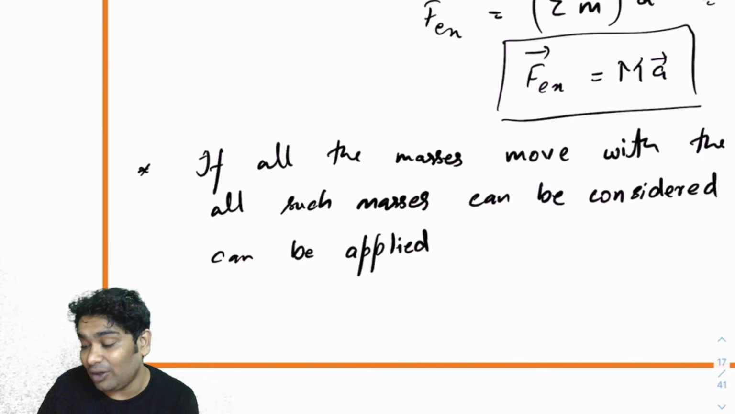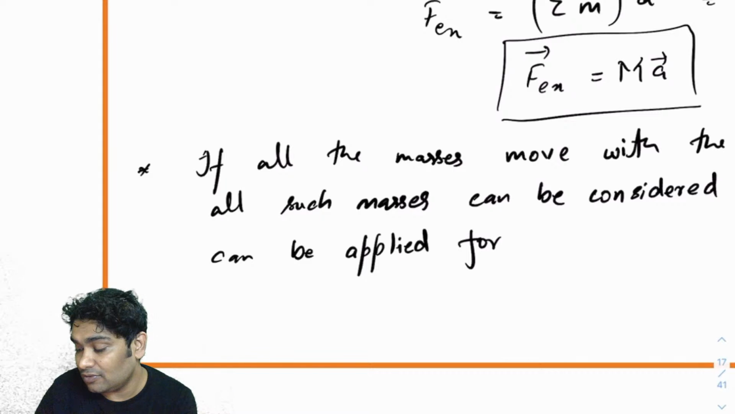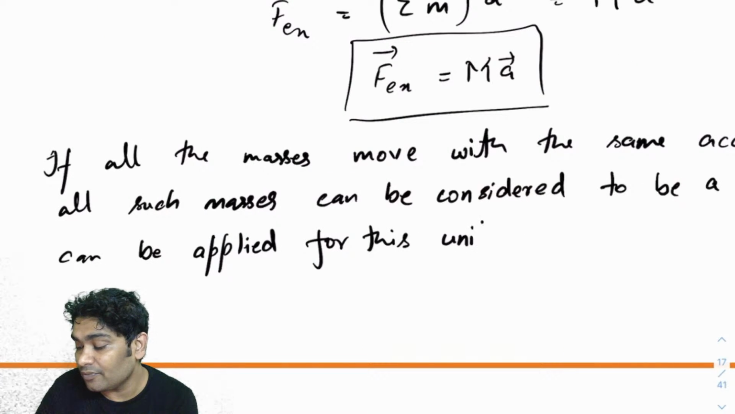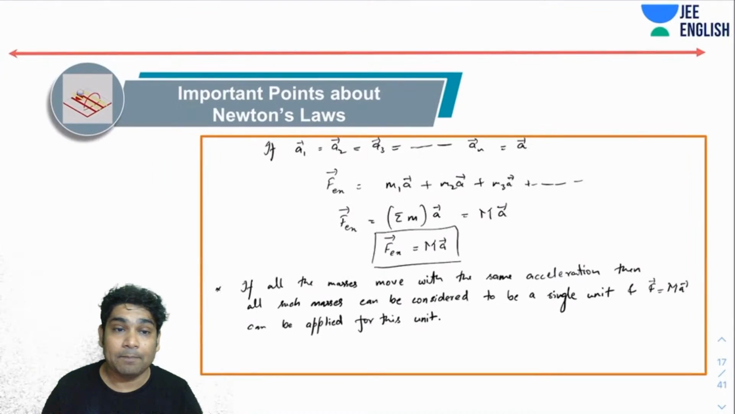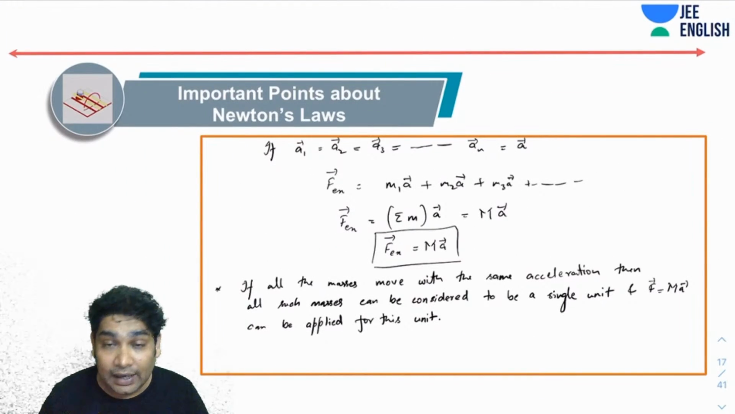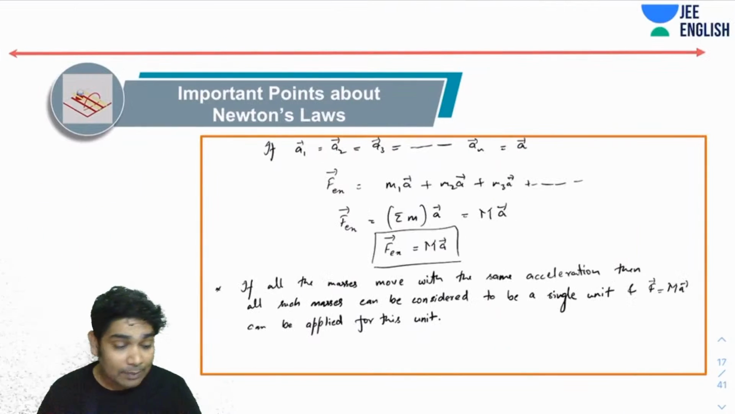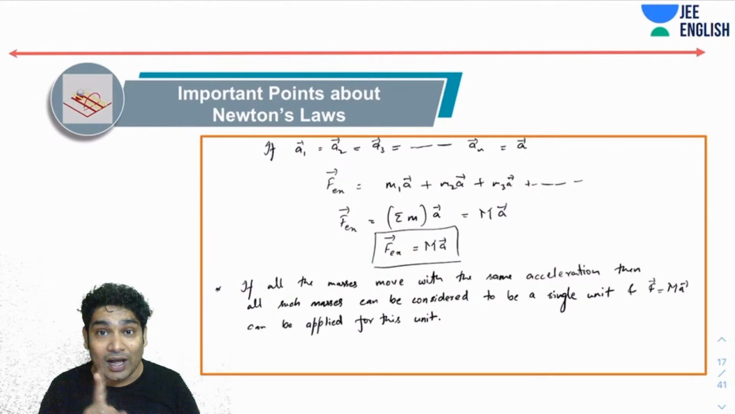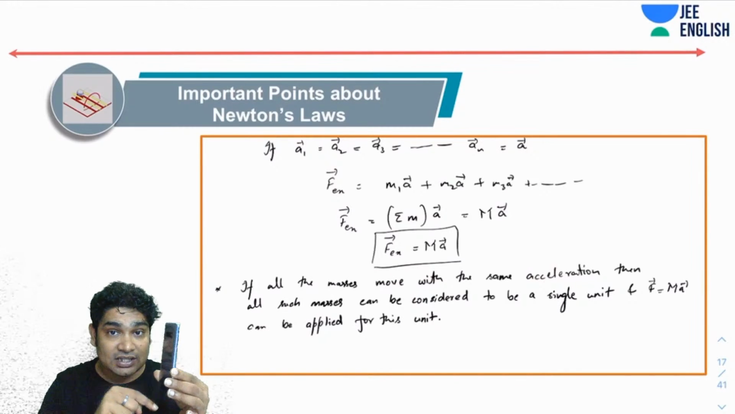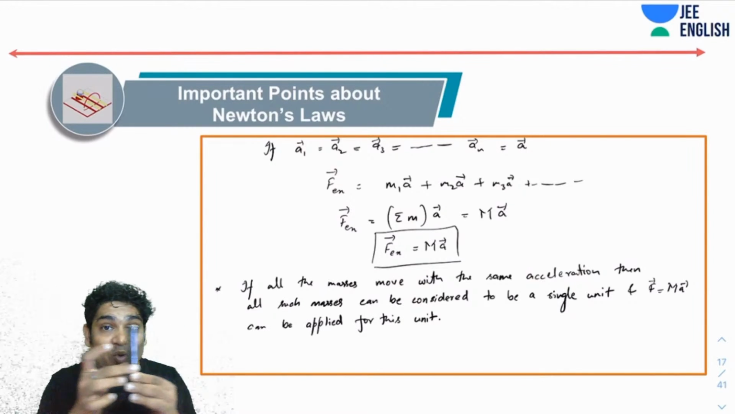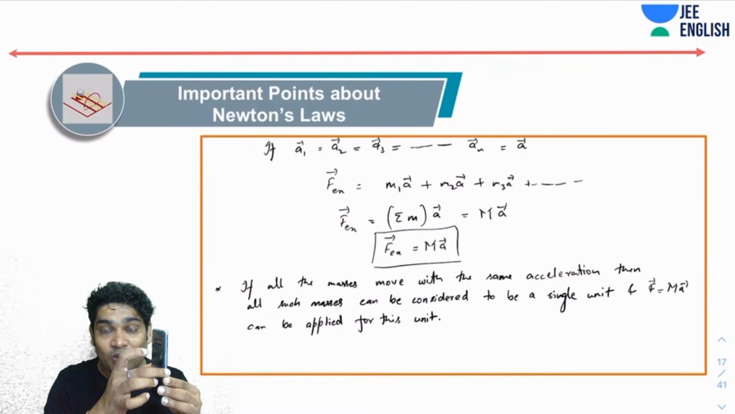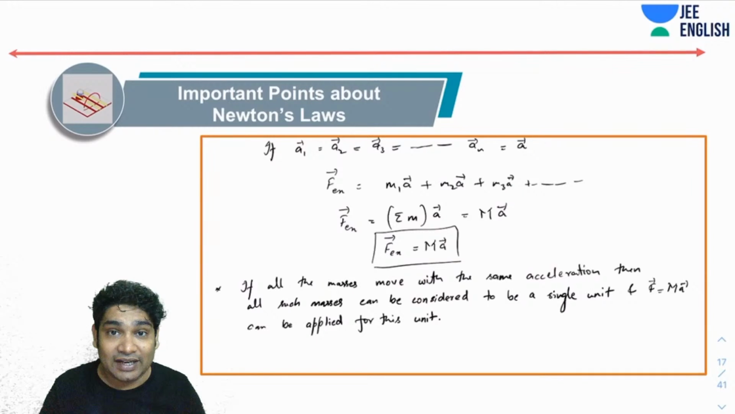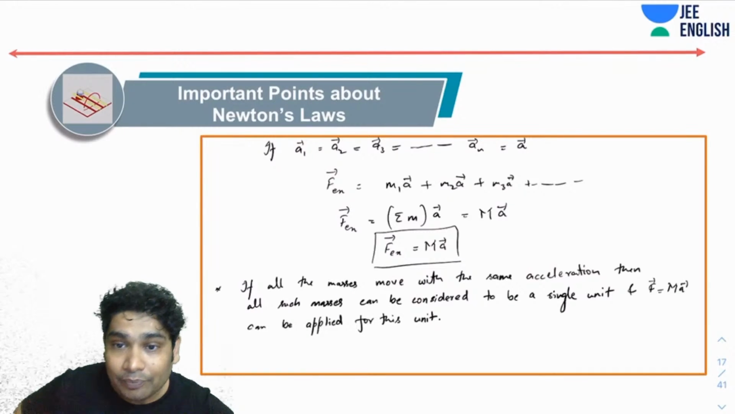Now this is a very important result. Please remember this: the only reason you were applying F equals ma for big objects is that you only do that in one special case, if all the masses that make up this body move with a single acceleration. If they start moving like this, they don't have a single acceleration, and then you can't apply F equals ma.